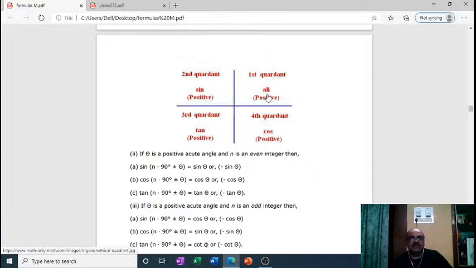So in the four quadrants, a very important term is this. We use this in almost all parts of trigonometry. First quadrant, all are positive. Second, sine and cosec positive. Third, tan and cot positive. Fourth, cos and sec positive.